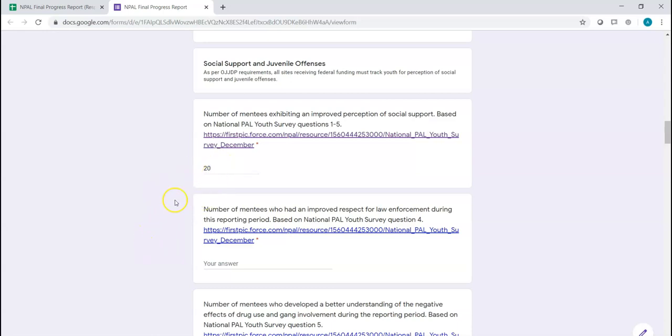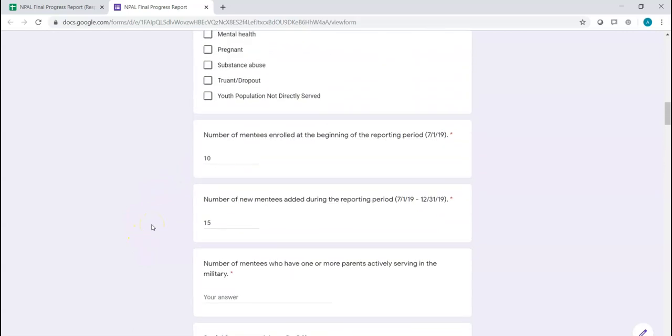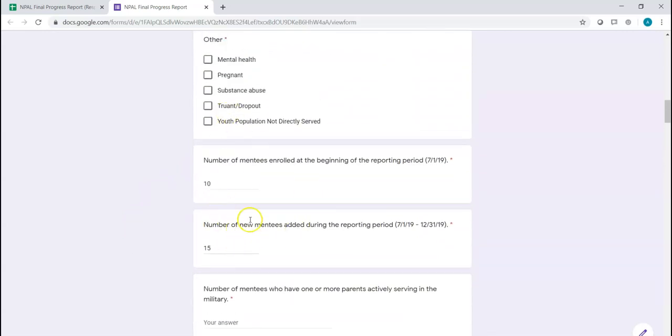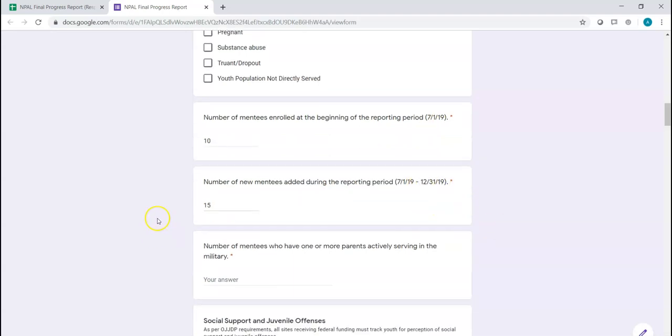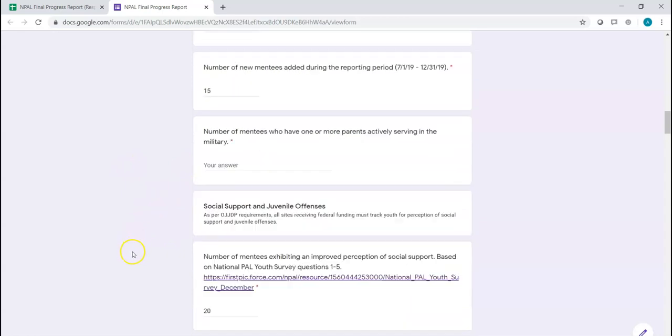And you can remember I'm putting in 20. This number has to be in alignment with some of the answers you reported up here. So you can see I had 10 youth enrolled at the beginning of the reporting period back in July, and then 15 that were added at some point during the reporting period for a total of 25.